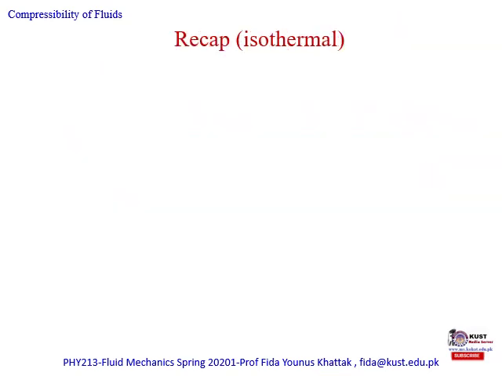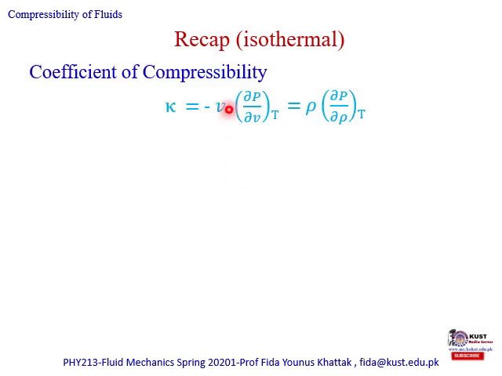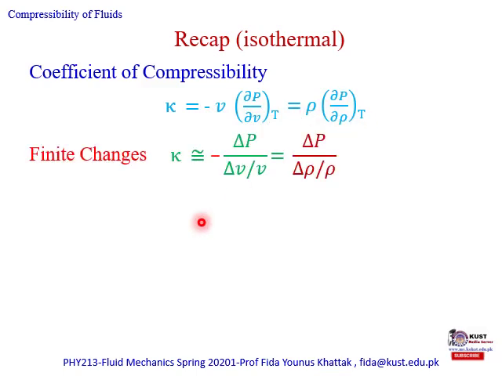Recap on the isothermal compressibility. We have the coefficient of compressibility defined as kappa is equal to minus V del P over del V at constant T, and that could be written as rho del P over del rho at constant T. For finite change, we have kappa is approximately equal to minus delta P over delta V over V, and that could be written as delta P over delta rho over rho.